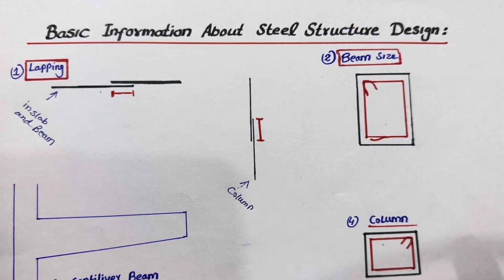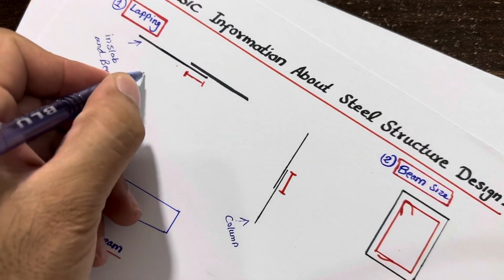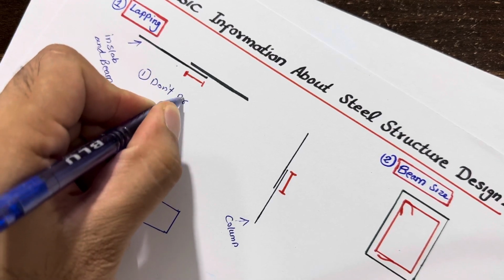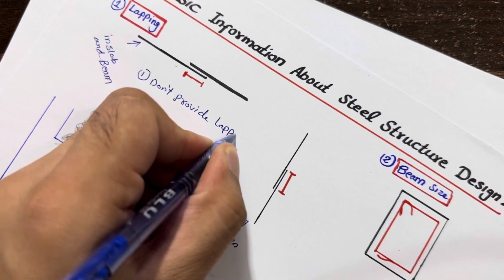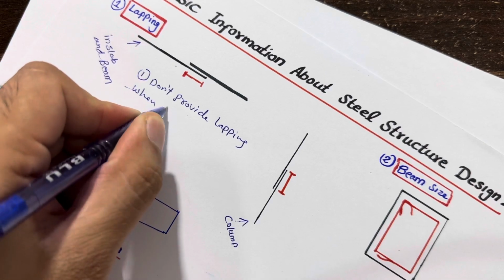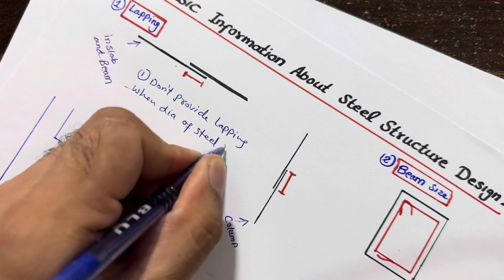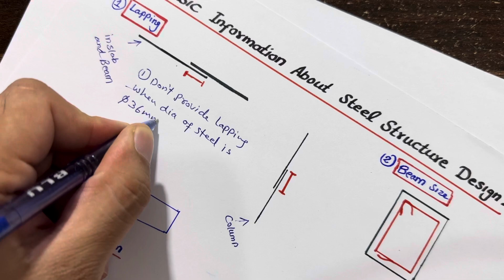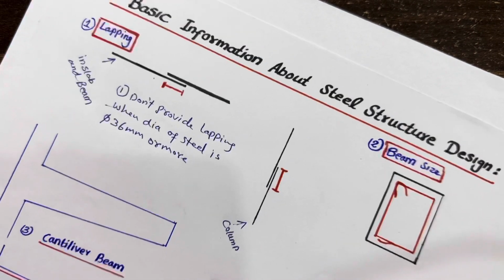Remember guys, first of all, this is very important to know. First one, don't provide lapping when the dia of steel is 36 millimeter or more than this. So this is very important.